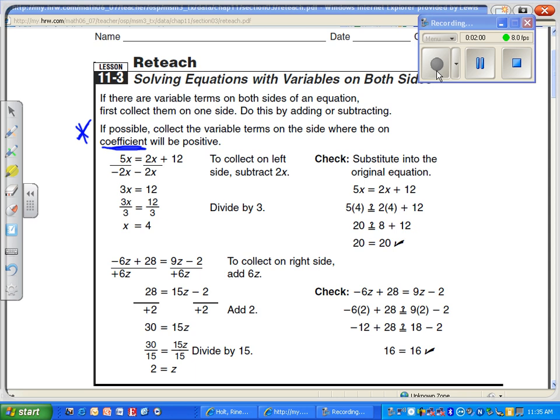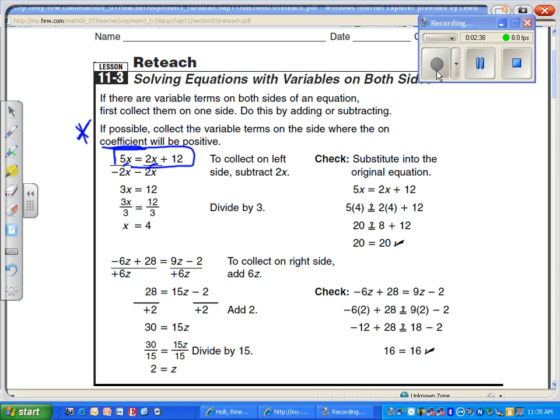Alright, so here's our first example right here: 5x equals 2x plus 12. Now I do have variables on both sides of the equal sign, so I want to try to get them over to one side. So the first thing I'm going to do is look at the 5x and the 2x. Now if I subtracted 5x on both sides, that would give me a negative 3x on this side.